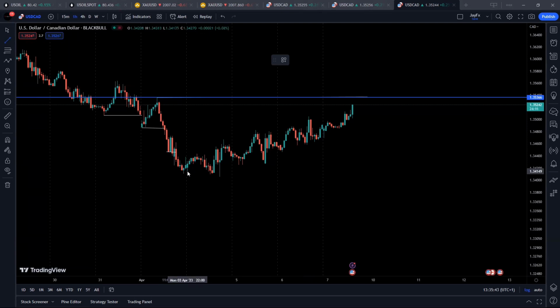This level, you understand, on Monday is a level I was paying attention to, though I don't trade on Monday. So I used Monday information to trade my Tuesday, and I used my Tuesday information to trade my Wednesday, and my Wednesday to trade my Thursday, and so on.